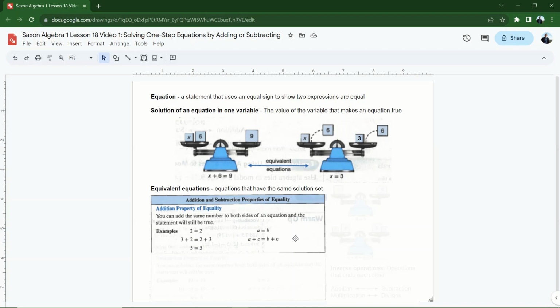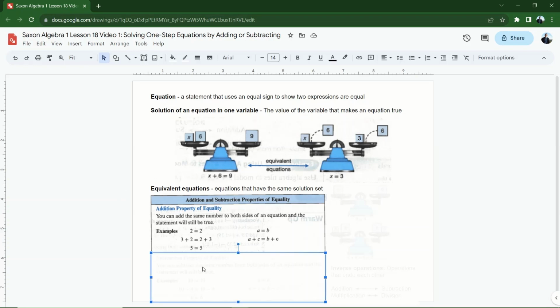In general, if I have A equals B, if I add a number C to one side, I could add that same number to the other side. So if A equals B, A plus C equals B plus C. As long as I add the same number to both sides, I'm not changing the equation in any substantial way. Another way to think about it, I'm creating an equivalent equation by adding the same thing to both sides.